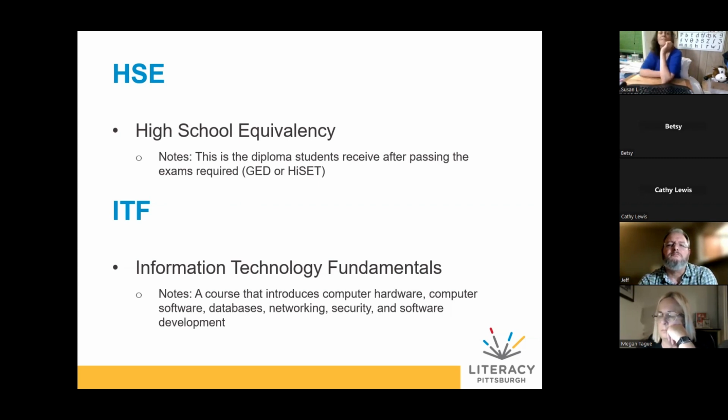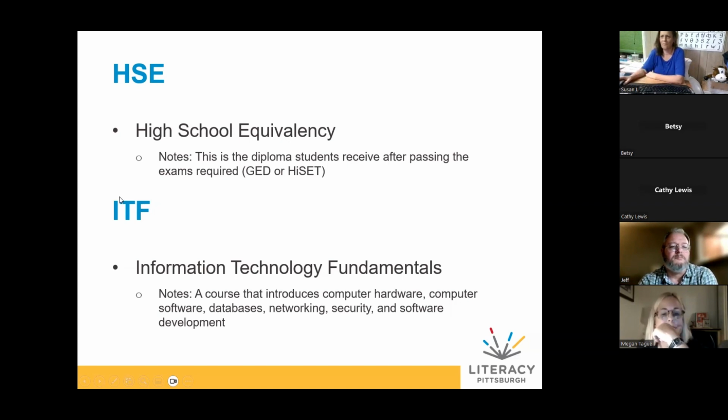The GED is a company that has a test that is used to measure the ability of the student to meet certain requirements that then earns them their diploma. So they must pass these tests in order to get their high school equivalency diploma.